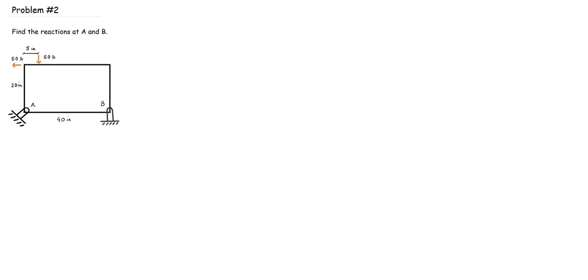For the second problem, we need to find the reactions at A and B. Here we have a plate with 2 supports, as well as 2 50-pound loads. So first we need to draw the free body diagram of this plate. We start off with our conventional coordinate system. Making some assumptions. At support A, we have a roller which is 45 degrees from the horizontal line. And at support B, we have a frictionless pin.